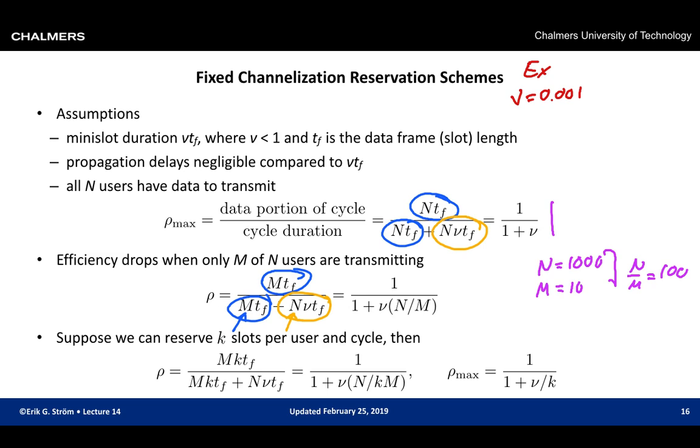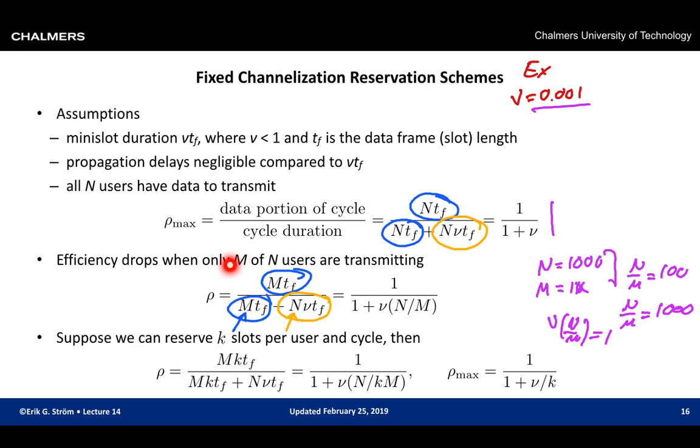Then, okay, so this did not fully compensate for the low value of this, but you see effectively we get another nu. Okay, so if we say that we had m equals 1, then n over m is equal to 1,000, and then nu times n over m is equal to 1, and then we see that efficiency dropped to 1/2. Right? So this is a bad situation for a reservation interval when we have many users, but only a few of them are transmitting at any given cycle.